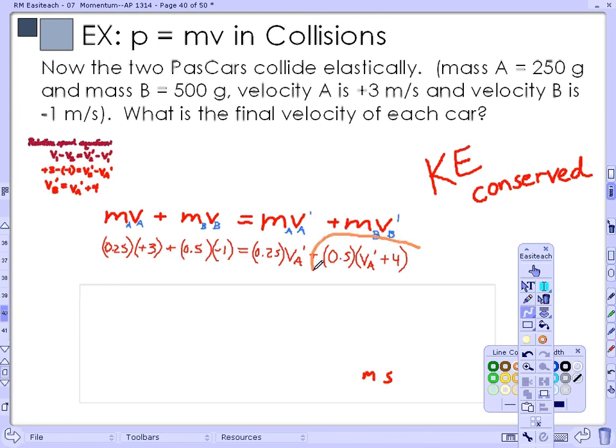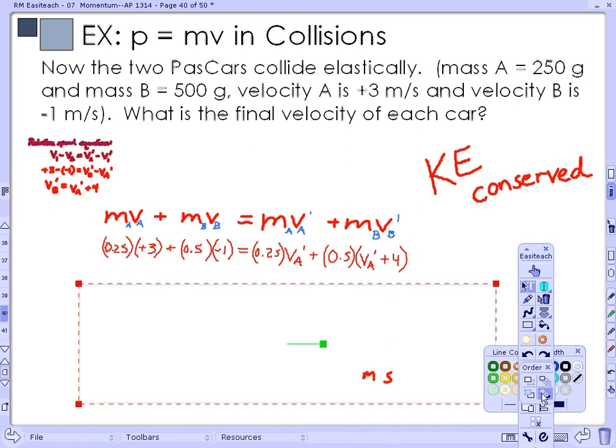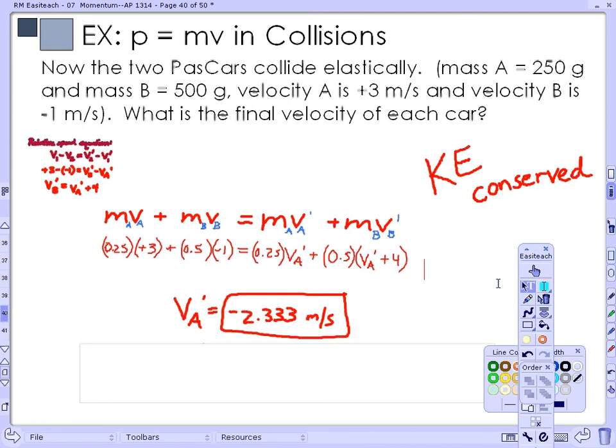Your algebra instincts are kicking in, and you realize we have only one unknown now, VA prime. Now we're going to plug, chug, and solve. Be careful. What do you have to do with this 0.5 outside these parentheses? Got to distribute that to the VA prime and to the 4. Very common mistake. Often the reason somebody doesn't get a relative speed elastic problem correct is they forgot to distribute. Also pay attention to negative signs. Plug, chug, crank it out, and you get negative 2.333 meters per second.